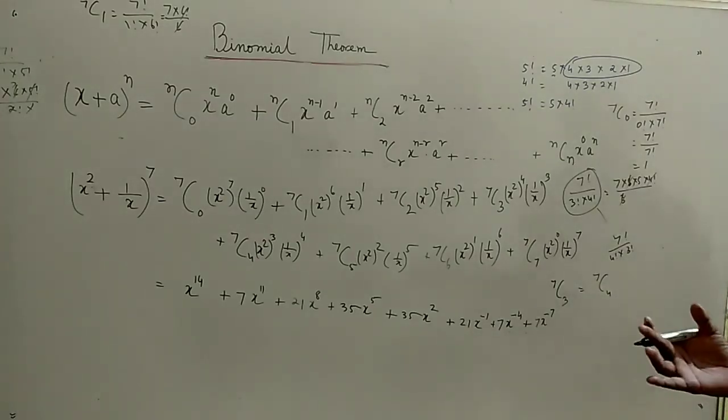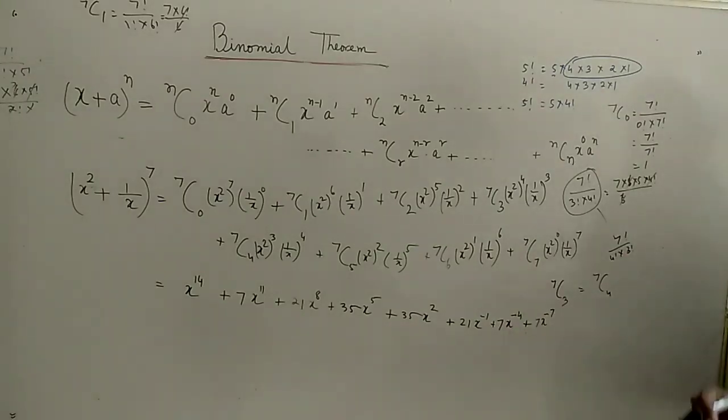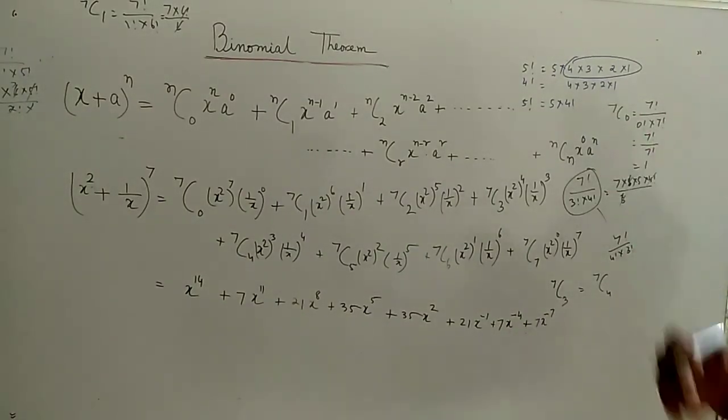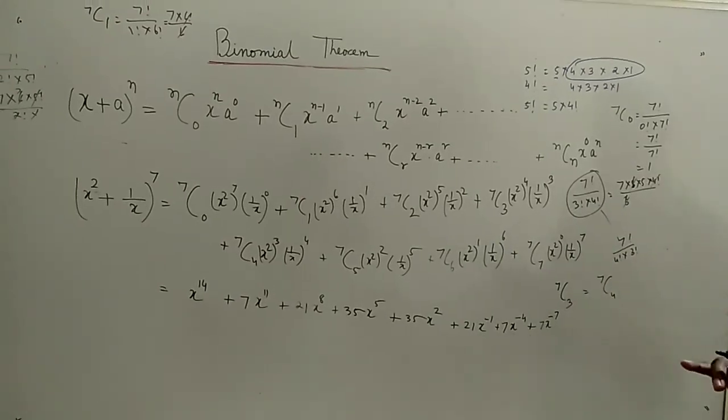So now this is all about the simple binomial expansion. In the next part we'll go for the negative term, like (x minus a) whole to the power n, and then we'll discuss a few more interesting terms.